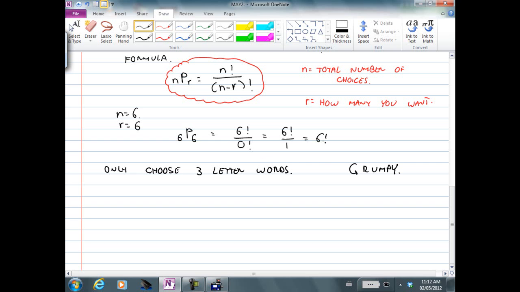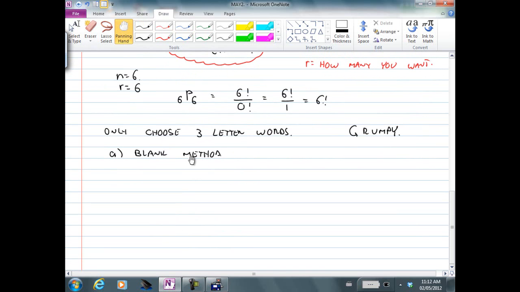I'm going to ask you to do 2 methods. A, you're going to do the blank method. Okay? Because sometimes you got to go back and forth between the 2 methods. The formula method will not always work. The blank method will not always work. You got to learn how to switch back and forth. B, use the nPr formula.